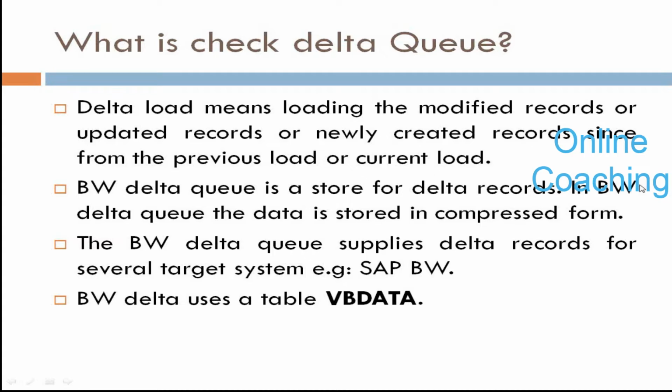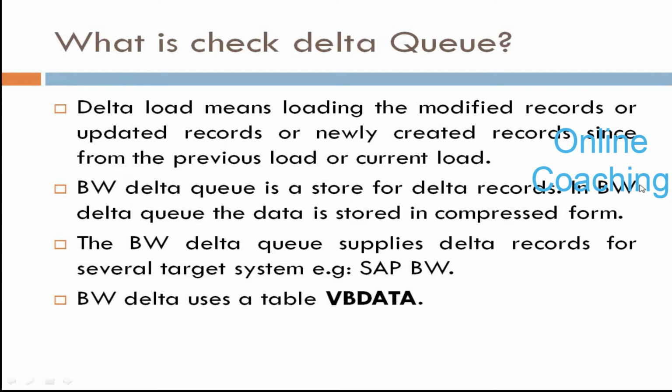As per the previous load, what is the new data you have? It is going to ask the data source that question. What is new? I have already loaded 100 records. Apart from those 100 records, do you have any newly created, updated or deleted records? Only those records will be loaded. That is called delta. Okay. Delta load means loading the modified, updated or newly created records since the previous load. BW delta queue is a store for the delta records.